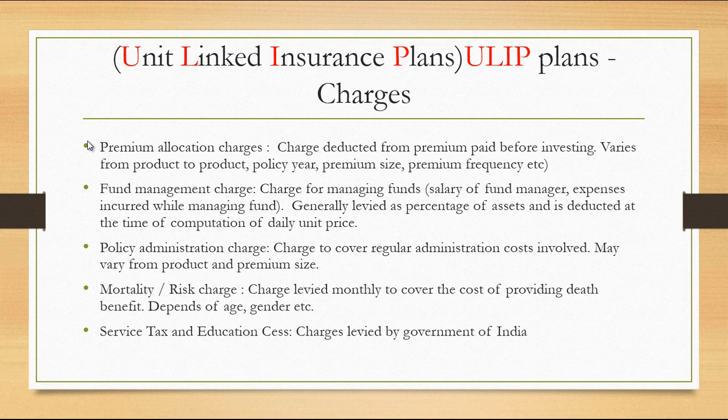And fifth charge, which is service tax and education cess. This charge is generally levied by the government of India, and it is the same for each and every ULIP plan. So basically, the first four charges, that is premium allocation charge, fund management charge, policy administration charge, and mortality charge, vary from policy to policy. Correct. So we need to have a careful look at these charges while comparing various policies.